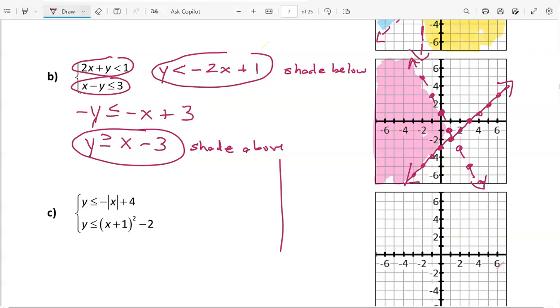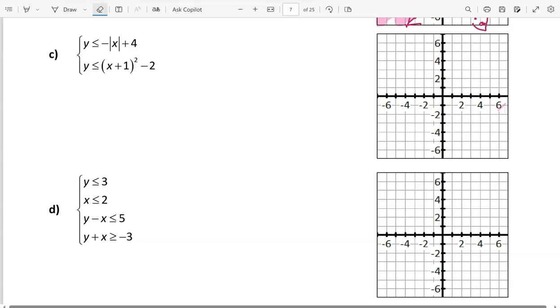In C, we have two nonlinear graphs. y is less than or equal to negative absolute value of x plus 4. So this is an absolute value graph that has been translated up 4, and the negative indicates that the graph is vertically reflected. So we're going to get that V shape. This will be a solid graph since or equal to is included.